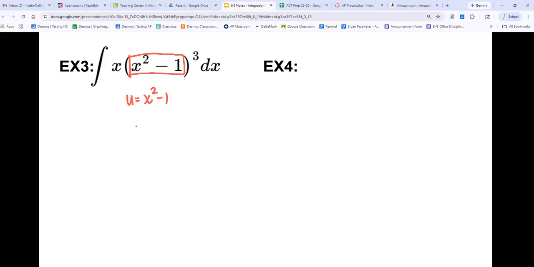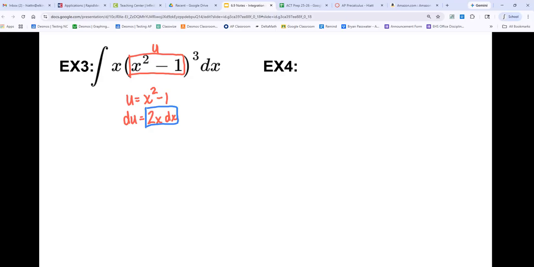So for the derivative of that, I'm going to do du. I'm not going to do du/dx. I'm going to skip a step here. What's the derivative of x squared? 2x. And I'm going to go ahead and put the dx over here on this side. Now, this is my u. This part right here is my du.